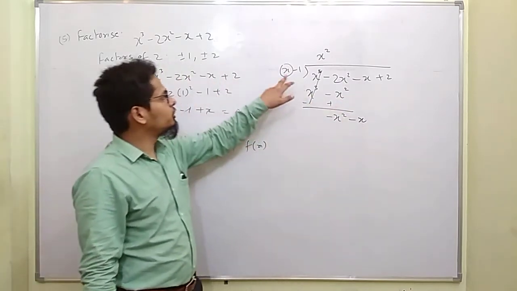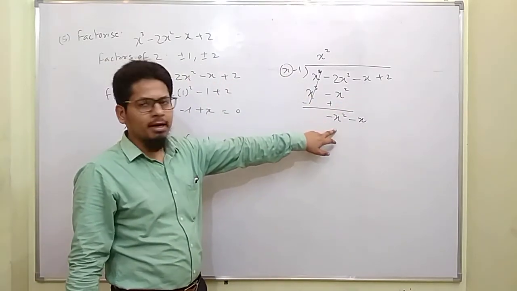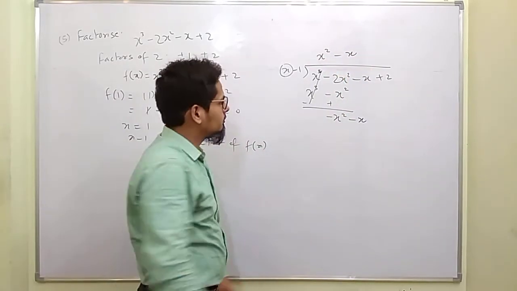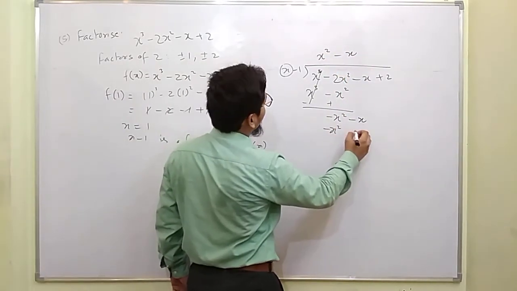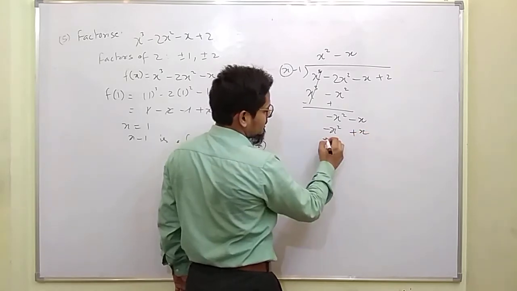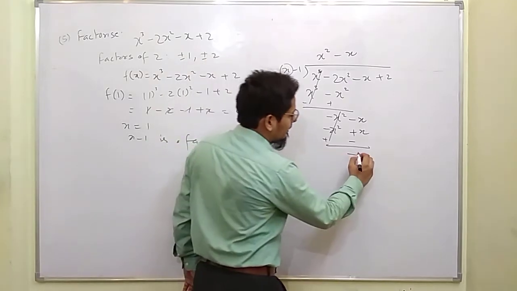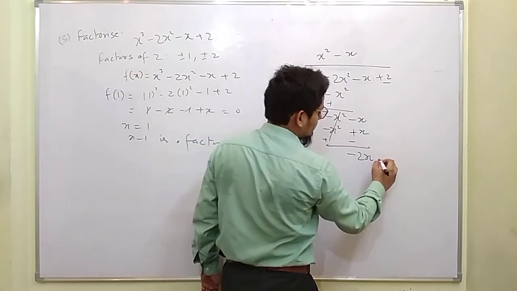So first, what number should be multiplied to this one to get minus x square? Now here we will multiply minus x. So we're getting minus x square and plus x. Sign change. It has cancelled out. Now we're getting minus 2x. Next copy down plus 2.